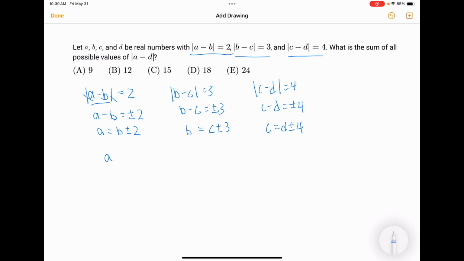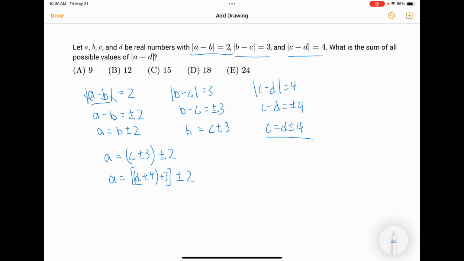So starting off with a equals b plus positive or negative 2, we can substitute b in, and that would give us c plus positive or negative 3, that is b. We're substituting it, and then plus positive or negative 2. Okay, and then we know c is equal to d plus positive or negative 4. So a is equal to d plus positive or negative 4, so that is c, plus positive or negative 3, plus positive or negative 2.